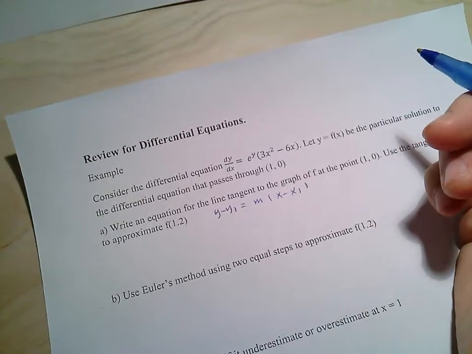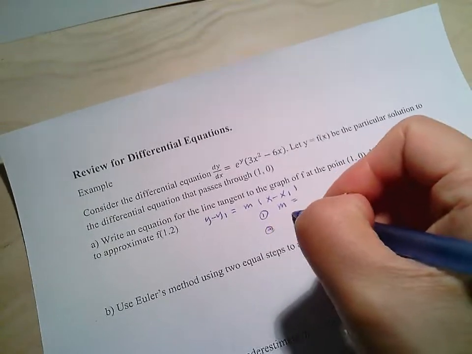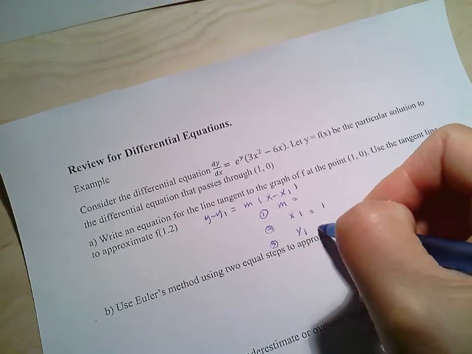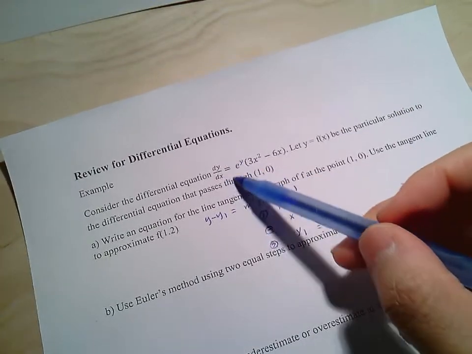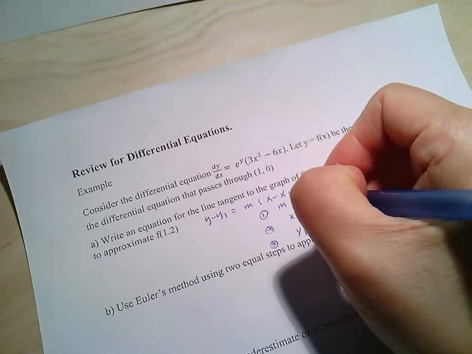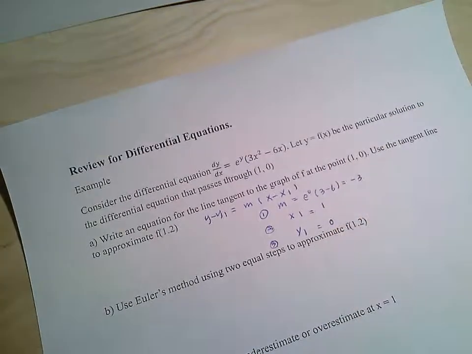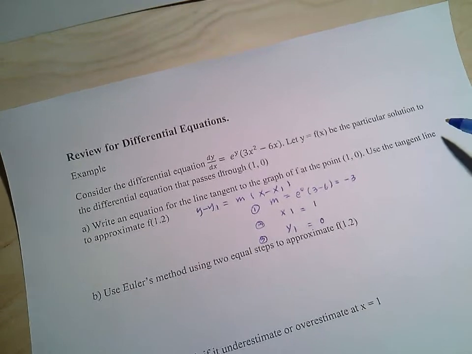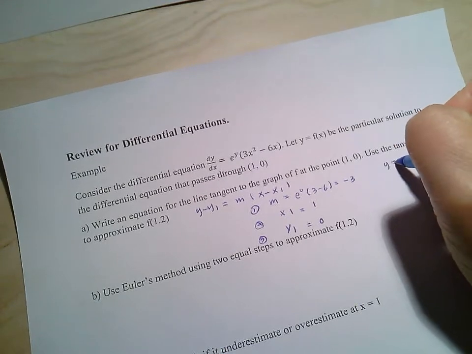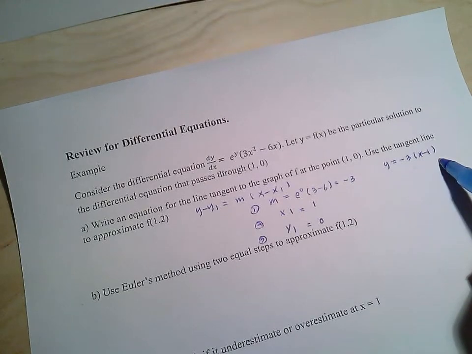Let's move the camera. Number one, we need a slope. Number two, we need x1, and number three, we need y1. x1, y1 is given, which is (1, 0). For the slope, I'm going to plug in 1 for x and 0 for y. So e to the 0 times 3 minus 6 gives just negative 3. That's the slope. Now plugging in: y minus 0, which is y, equals negative 3 times x minus 1. This is the equation of the tangent line at x equals 1.